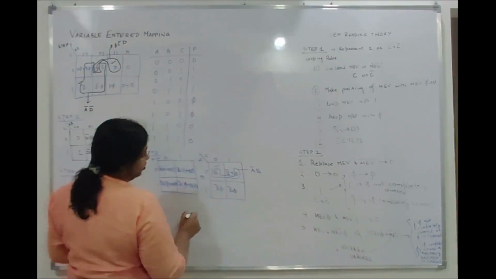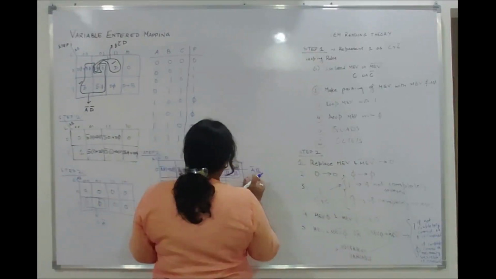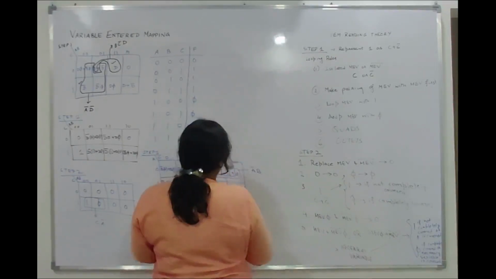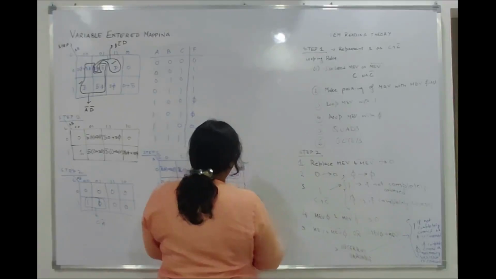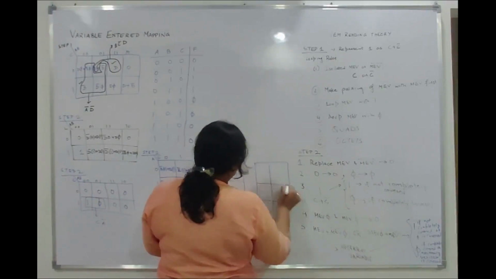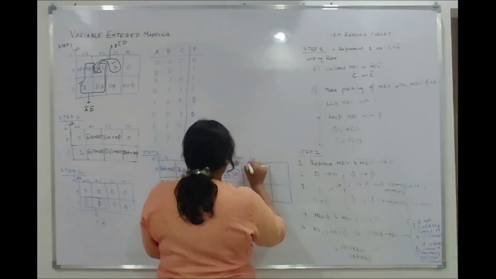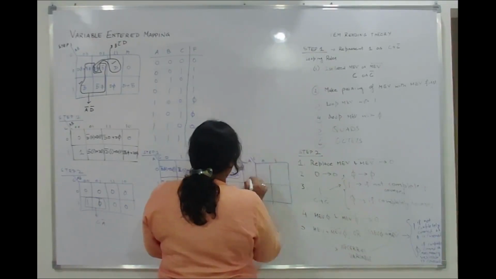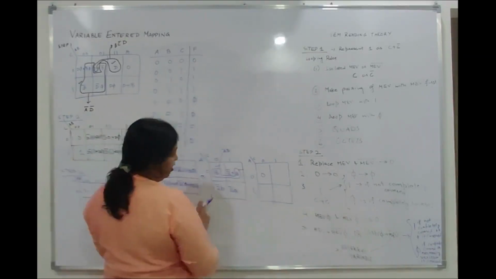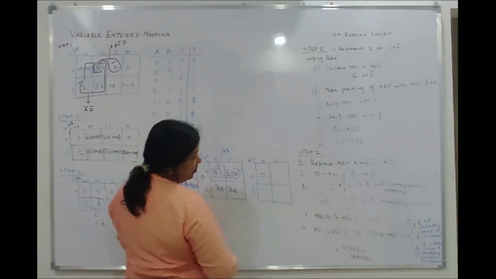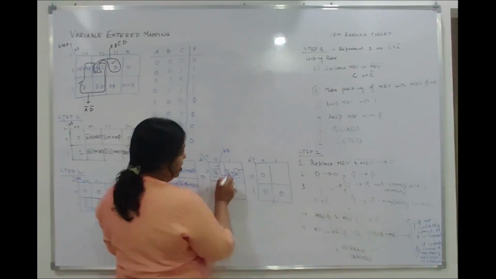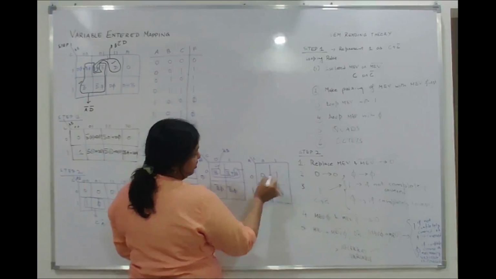What is step 2? I can simply write here A bar. Step 2. This is 0, map entered variable. Replace MEV bar 5 with 0. So ये भी 0 हो गया, ये भी 0. This is not completely covered, so it is 1.